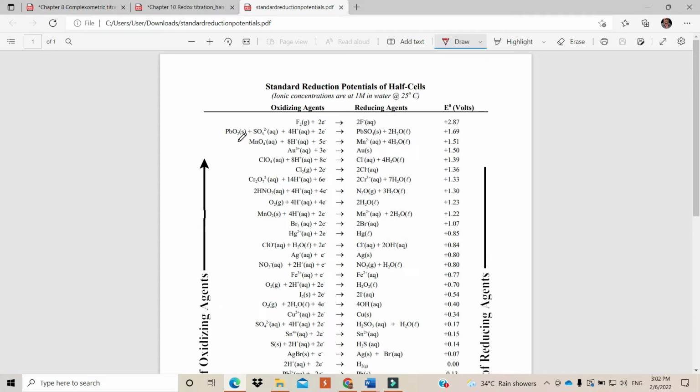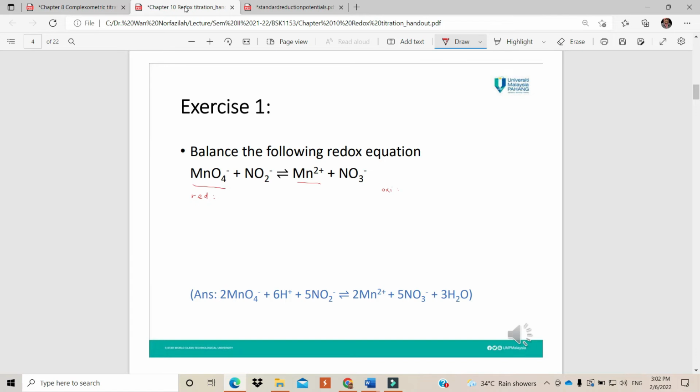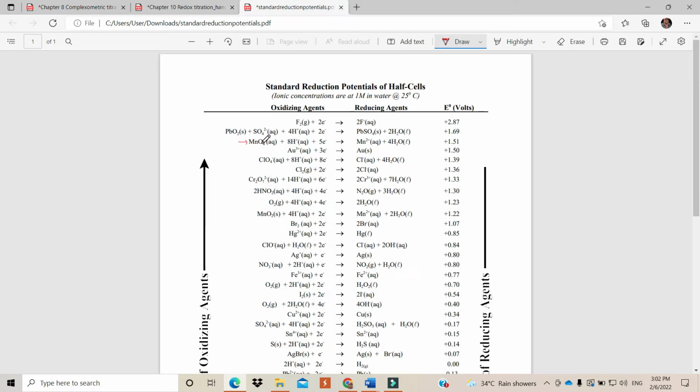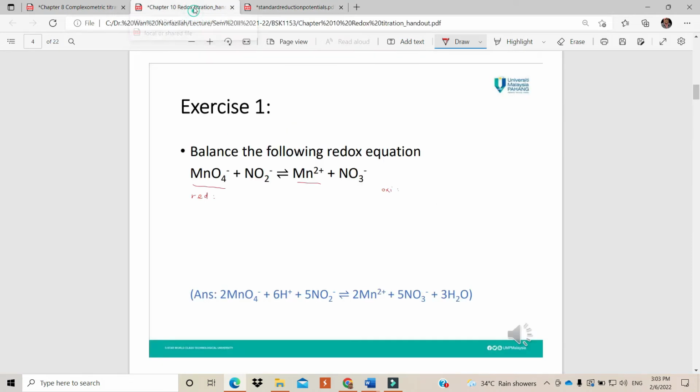Okay, so the third one, MnO4 minus will produce Mn2 plus. So this one is what we want in our question. Okay, ambil yang tu. First, we need to know whether it is reduction or oxidation. So MnO4 minus produces Mn2 plus in the standard reduction potential given, MnO4 minus plus 5 electron. So it gains electron. So when it gains electron, it is reduction. Okay, MnO4 minus undergoes the reduction reaction.